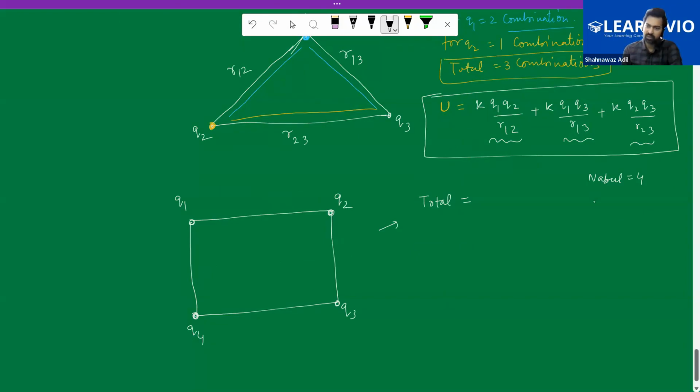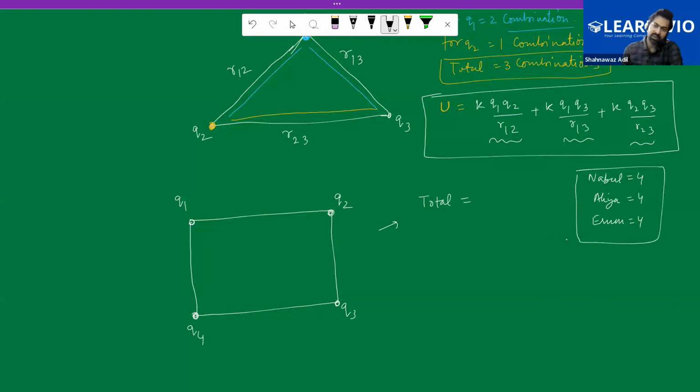Alia is saying four. Okay, everybody is saying four. Okay, so Iram is also saying four. Okay, so let's see that, right? So first we have to take the combinations one by one. So let's say if we choose this one, how many pairs can we make for Q1? For Q1, how many pairs? This one, this one, and this one. These three are the pairs, right?